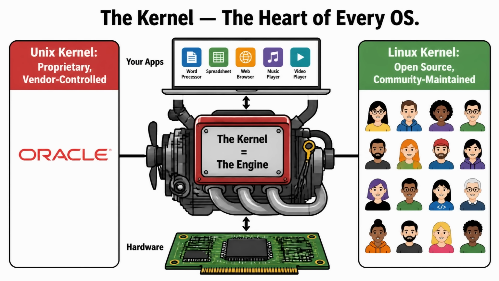Let's talk about something called the kernel, because this is where things get really interesting technically. The kernel is the core of any operating system. Think of it as the engine of a car. It sits between your software and your hardware, managing memory, processing, and device communication. Unix has its own proprietary kernel. Linux has the Linux kernel, which is completely open source and maintained by thousands of contributors globally. The Linux kernel is updated frequently with improvements from Google, Intel, Red Hat, Samsung, and hundreds of independent developers. It's truly a community-built engine.